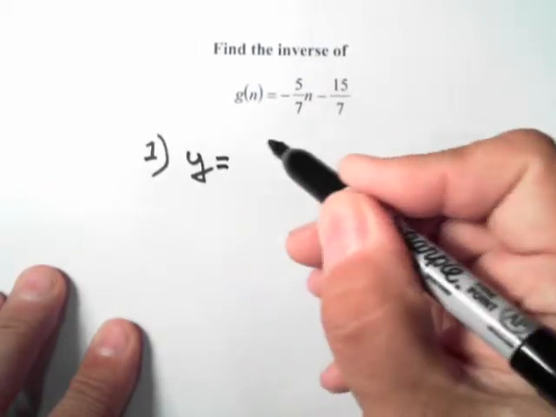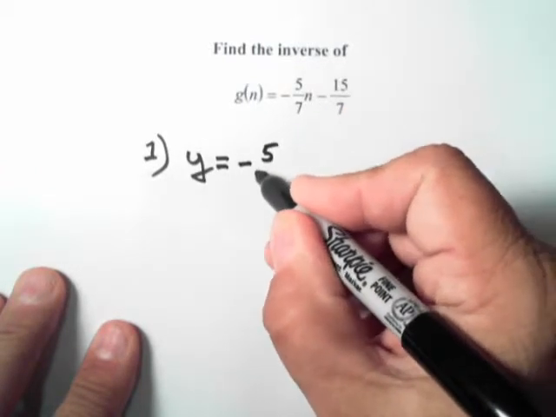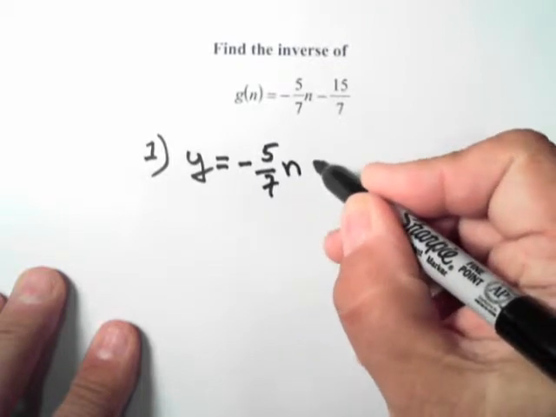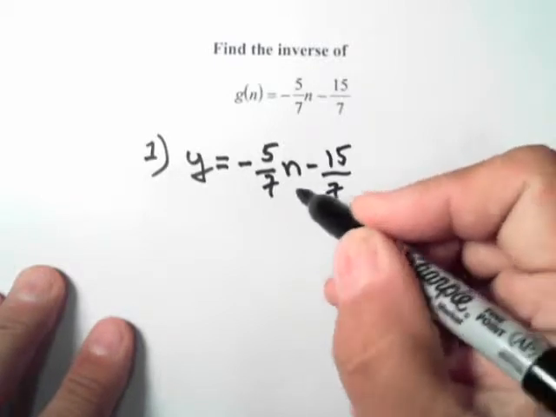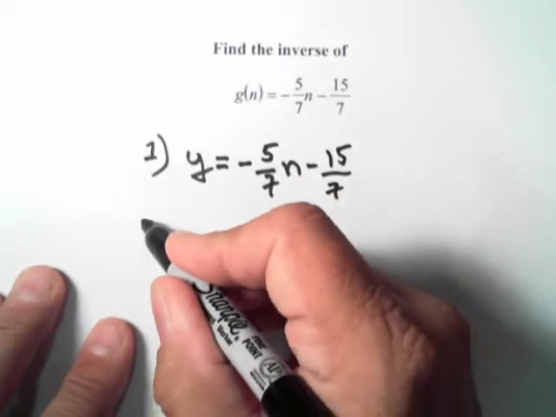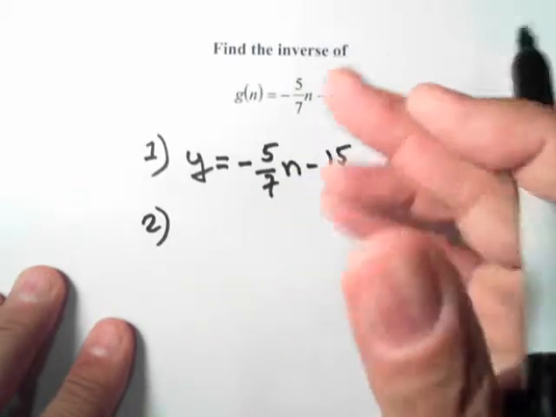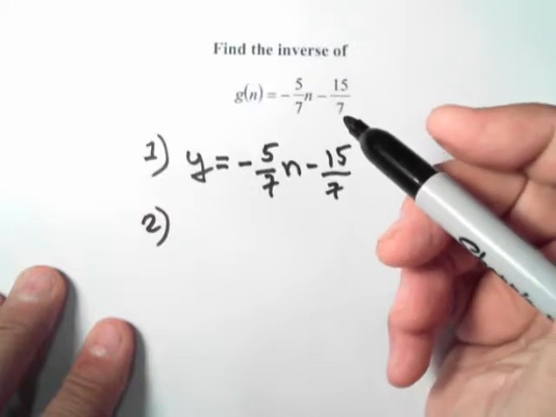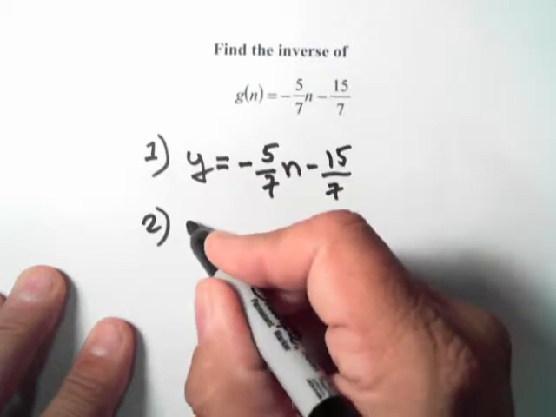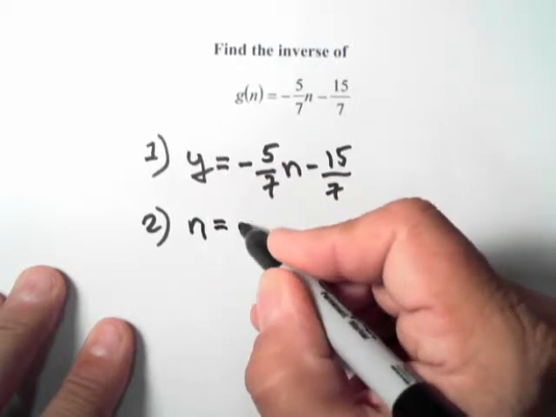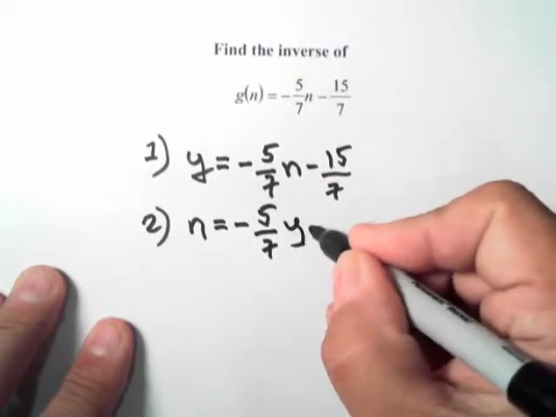Okay, now here we go. We've got negative 5/7 n minus 15/7. Okay, now the next thing we do, this is to maintain the independent-dependent relationships, like that we use in a table of values, for instance. And we interchange the variables. So where I see y, I'm going to write in n. The numbers stay where they are, but where I see n, I write y.